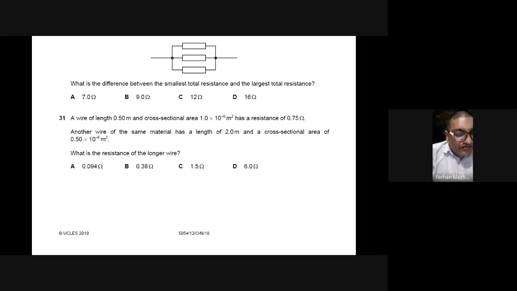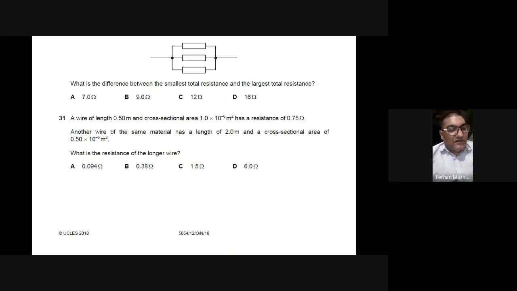Just put the values. R1 is 0.75, multiplied by area 1, which is 1 × 10^-6, divided by length 1, which is 0.5, equals R2, the value we want to find out, times area 2, which is 5 × 10^-6, divided by length 2, which is 2. So make R2 alone, do the calculation, and the answer will be 6 ohm. Do it on a register and you will be able to understand. So the option is 6 ohm. So question number 31, the option is D.